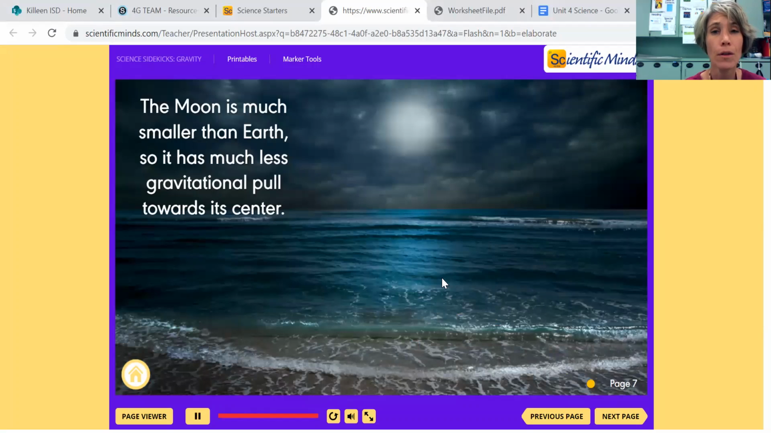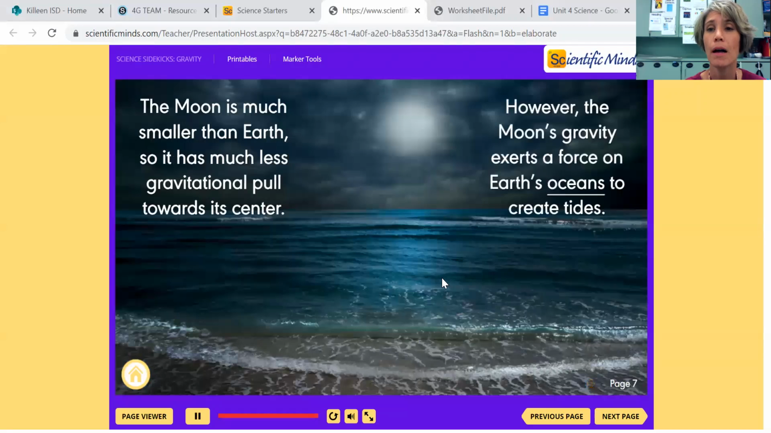The moon is much smaller than the Earth, so it has much less gravitational pull towards its center, but the moon's gravity actually exerts a force on the Earth's oceans to create tides. It pulls all the water in the oceans from one side of the Earth to the other side of the Earth every day, a couple times a day.